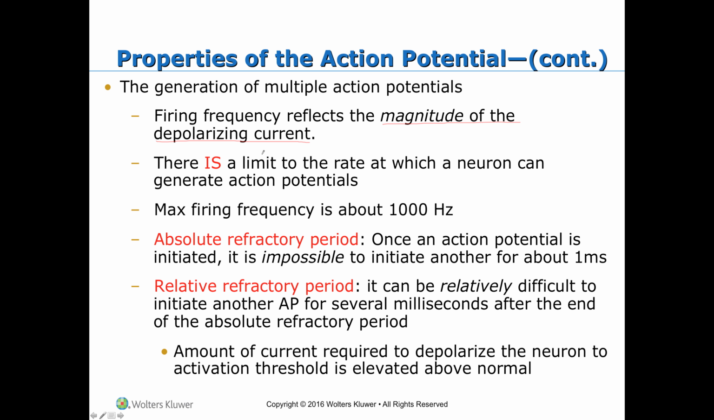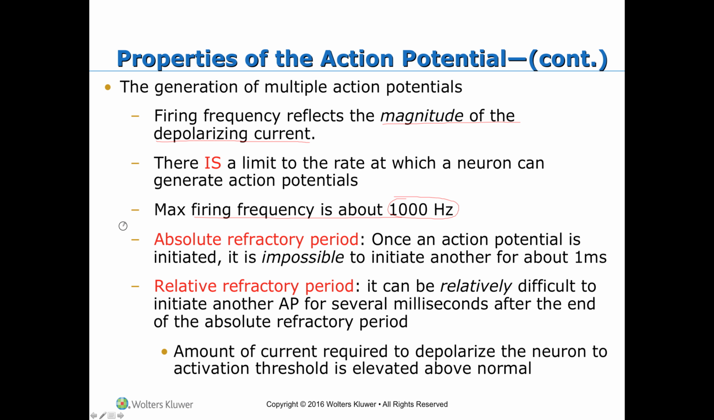Now, there is a limit to the rate at which a neuron can generate action potentials, and the max firing frequency is about 1,000 hertz. That's about 1,000 times a second. And the reason why that's the firing frequency is because at its highest level, an action potential takes about 1 millisecond. Well, 1,000 milliseconds is equal to a second. So you can't physically go faster than that. Now that's the max firing frequency.